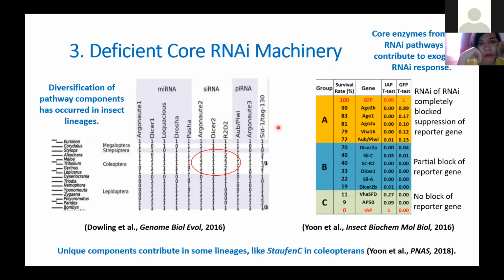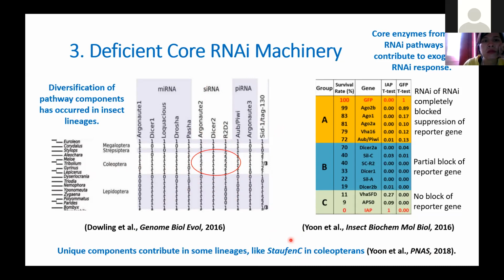So this is a possible problem in a lot of insects, and in species such as Coleopterans, there's actually been a lot of gene duplications in the core machinery of the siRNA pathway. However, there's not a very strong correlation between gene copy number and RNAi efficiency. And this is likely because unique components contribute in some lineages, such as the double-stranded RNA binding protein Stellar C, that's unique to Coleopterans and is thought to enhance double-stranded RNA processing into siRNA.